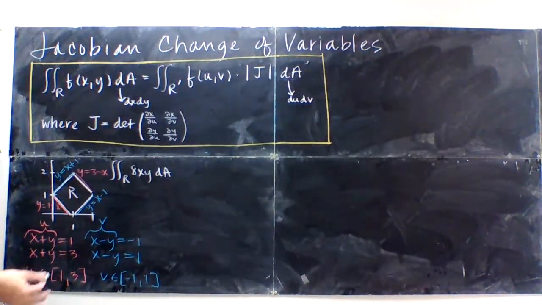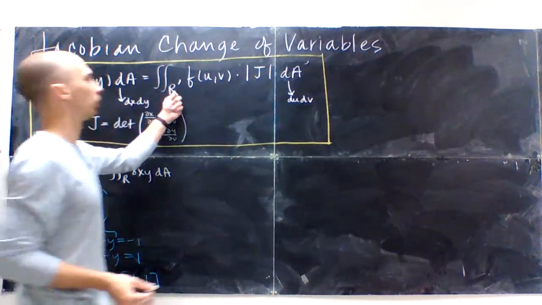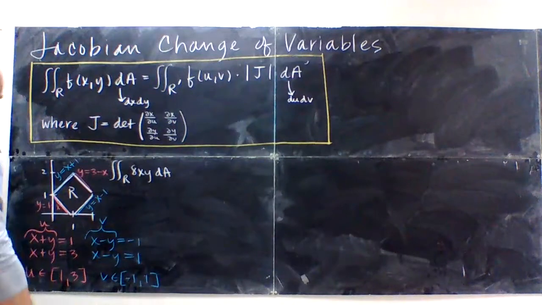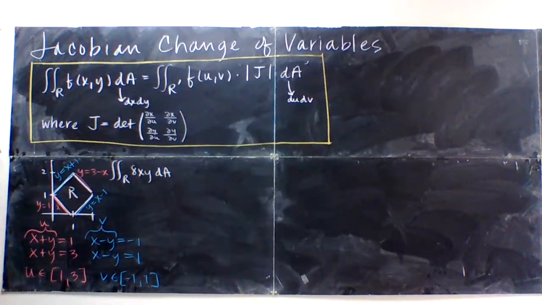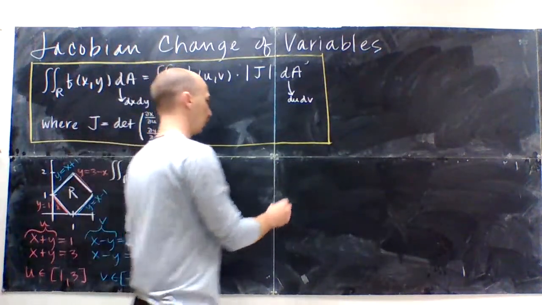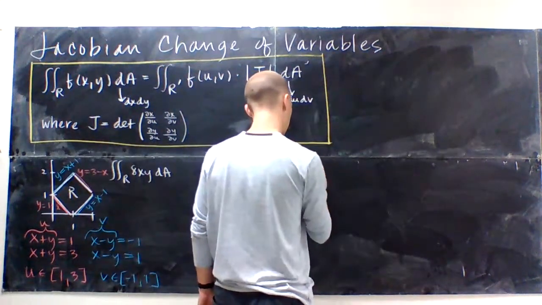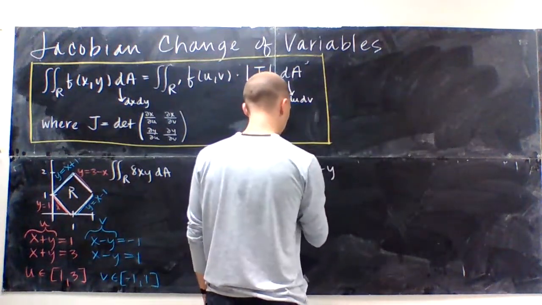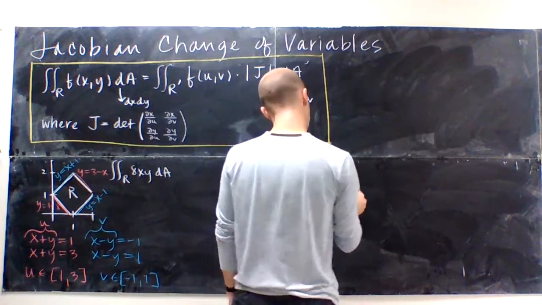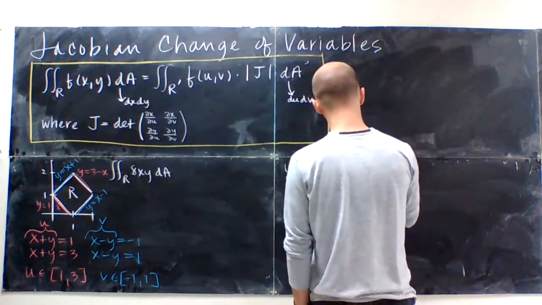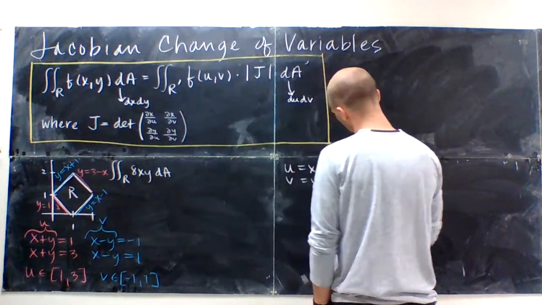That's going to be the next thing, because I'm going to need this J in order to switch over to u's and v's. Okay, so what I've got is that u equals x plus y, and I guess maybe I'll do that over here, and v is equal to x minus y. Okay, and maybe just for clarity, call that equation A and equation B.